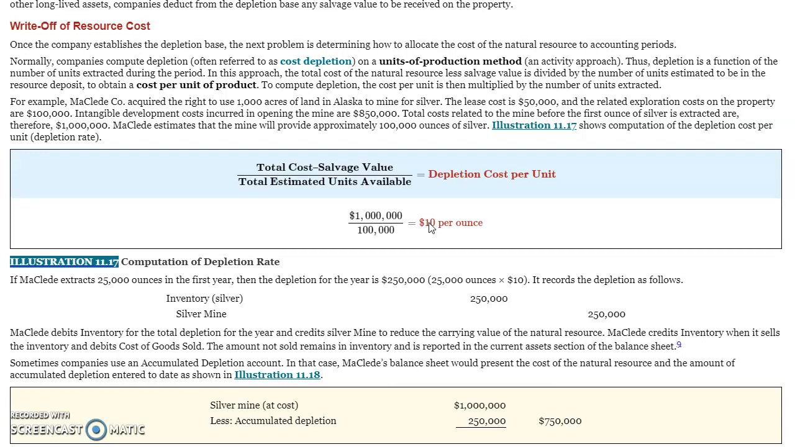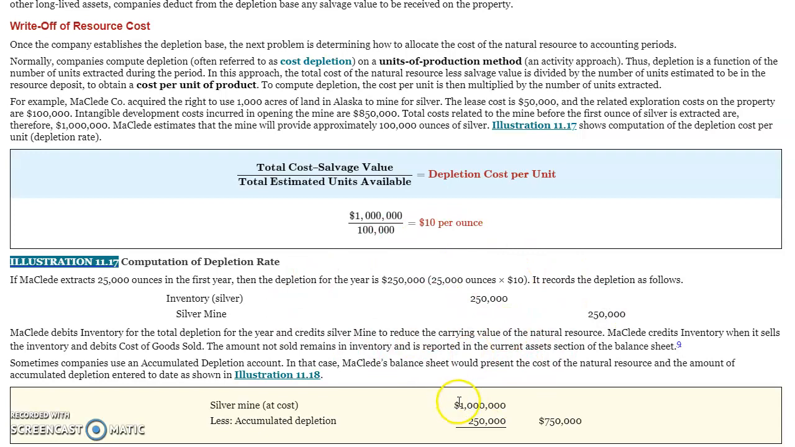And once we decide that we are actually going to be taking units out, and we do successfully extract those units, or in this case, ounces, from our natural resource, then we can do our depletion entry. It's a little bit different from the depreciation expense and accumulated depreciation that you learned before. Here, since we're planning on selling it, we simply go ahead and put that into our inventory, and then we decrease our natural resource by the amount that was extracted.